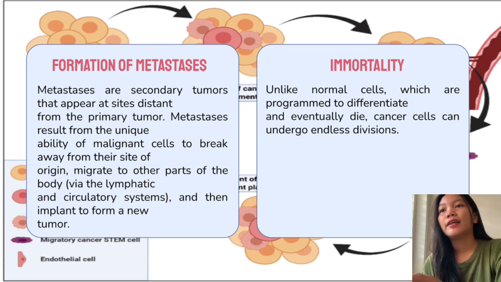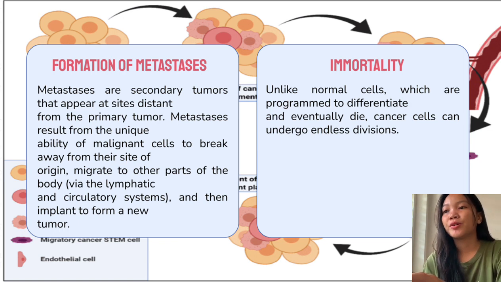Immortality. Unlike normal cells, which are programmed to differentiate and eventually die, cancer cells can undergo endless division. In other words, unlike the normal cells in our bodies, cancer cells can grow forever, and this immortality leads to massive tumors, metastatic spread, and potential re-emergence.